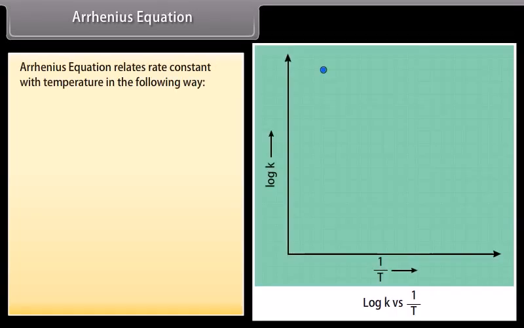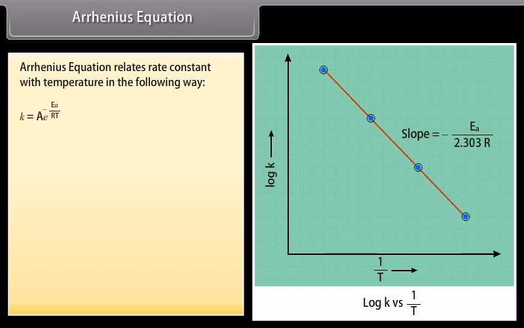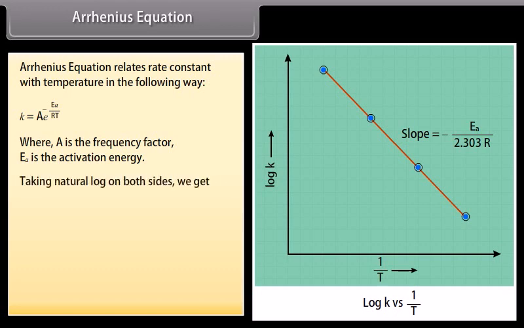Arrhenius Equation. The Arrhenius equation relates rate constant with temperature as K is equal to the product of A and e raised to the power minus Ea upon RT, where A is the frequency factor and Ea is the activation energy. Taking natural log on both sides, we get ln K is equal to ln A minus Ea upon RT.